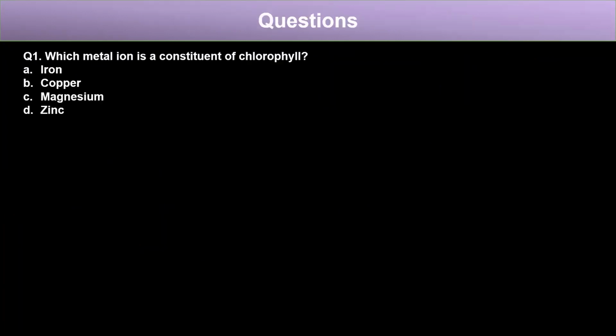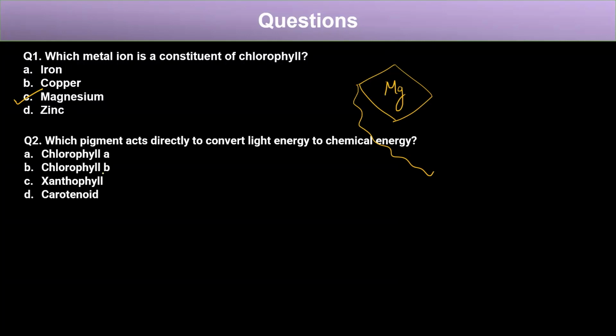So the first question is, which metal ion is the constituent of chlorophyll? If you remember, when we were studying the structure of chlorophyll, we saw that there is one metal ion, that is what? Mg, attached to the porphyrin ring, right? So it has a structure something like this, and then it has a long tail. So the metal ion that is present in chlorophyll is magnesium.